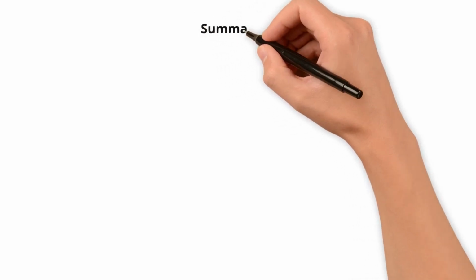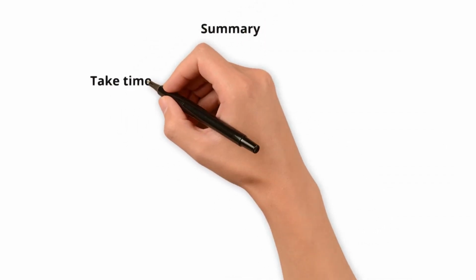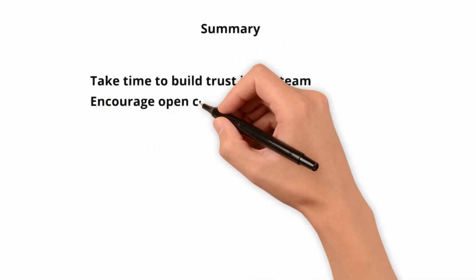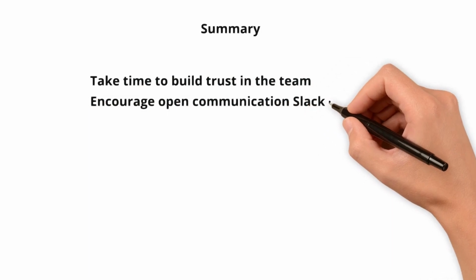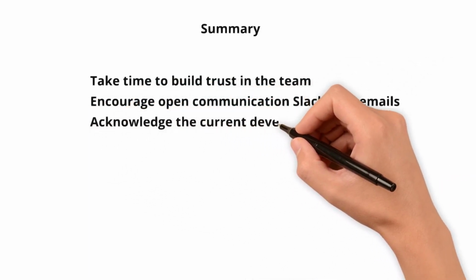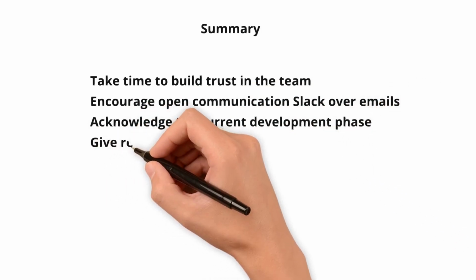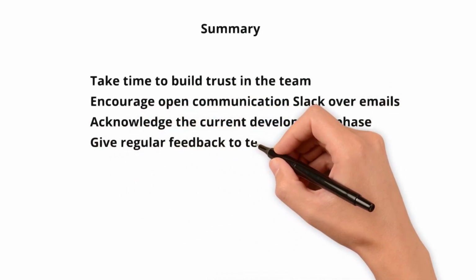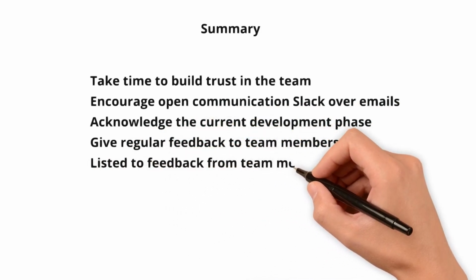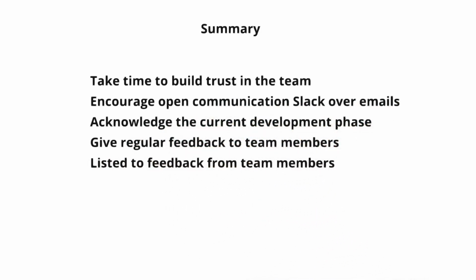So, in summary, what can you do to move your team towards a high performing team? The first is to build time in building trust with the team. Organize some team building activities and set that as part of your agenda. Encourage them to use the Slack team channel where they can have open discussions with other team members, share thoughts and ideas and opinions. You, as a manager, should acknowledge which current state of development phase you're in and how to get them to the next stage.